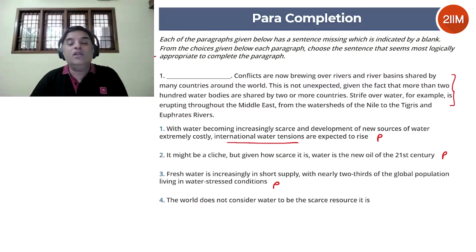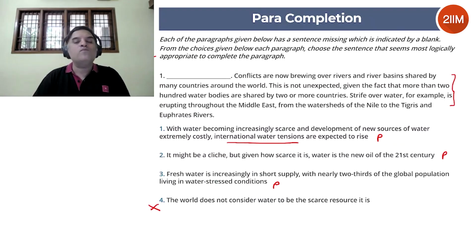Let's look at 4. The world does not consider water to be the scarce resource it is. Now, hopefully you picked up on this. This is not related to the paragraph because it's opposite to what the paragraph is saying. If the world does not consider water to be a scarce resource, then why are the countries fighting over it? The rest of the paragraph talks about countries fighting over water. You can't put this sentence there. Authors don't write paragraphs like that. This is completely opposite to what the rest of the paragraph is saying, so this is easily eliminated.